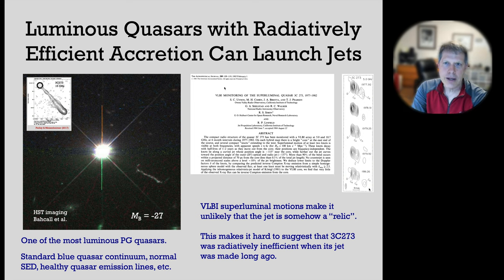Now, some of my theoretical colleagues have tried to wiggle out of this fact by saying things like, well, maybe it's the case that 3C273 was radiatively inefficient long ago when its jet was made. And maybe right now the jet that's there is just a relic that is no longer being energized anymore, but instead is just left over from the past when 3C273 was previously in a radiatively inefficient mode. I don't think that's very likely either.